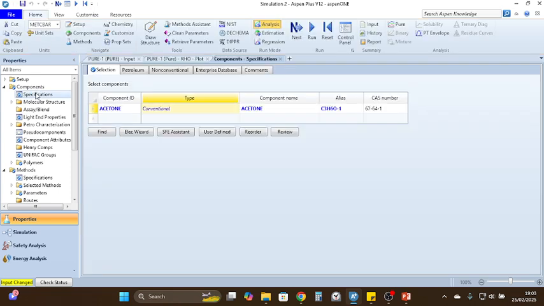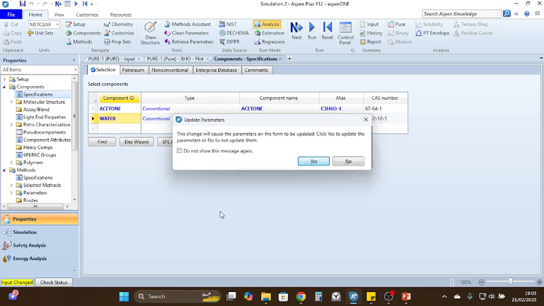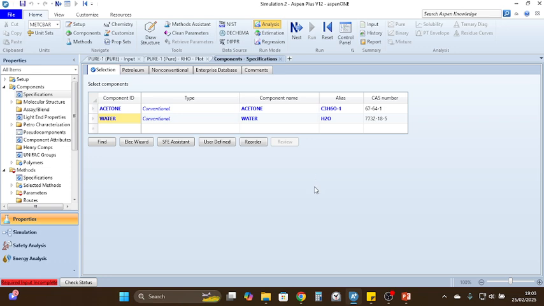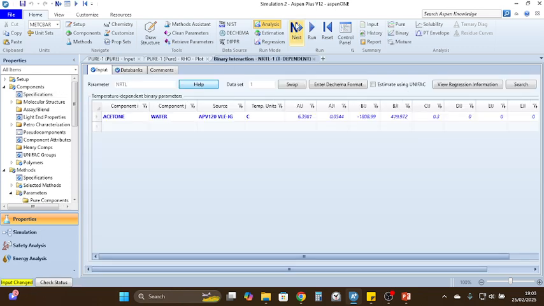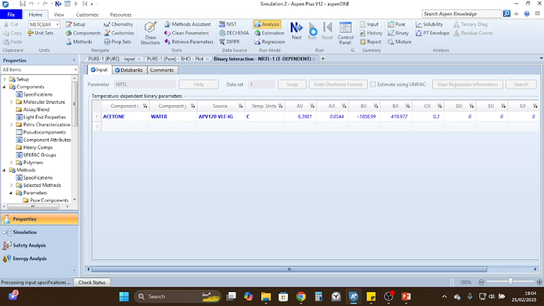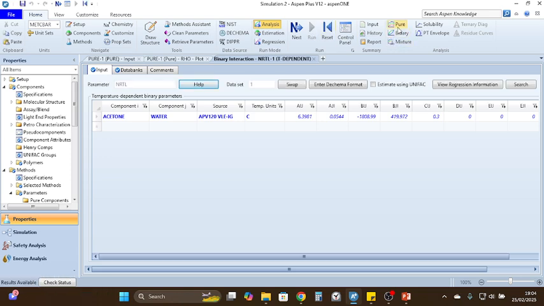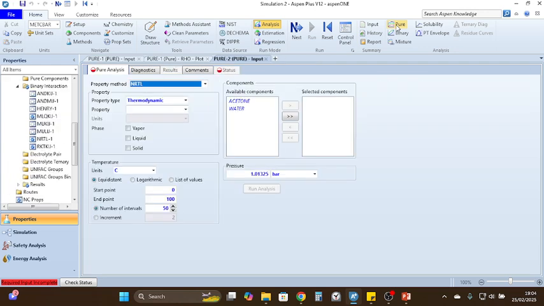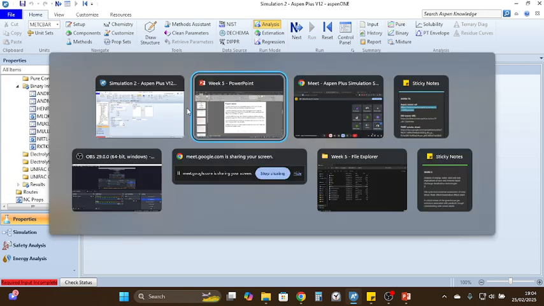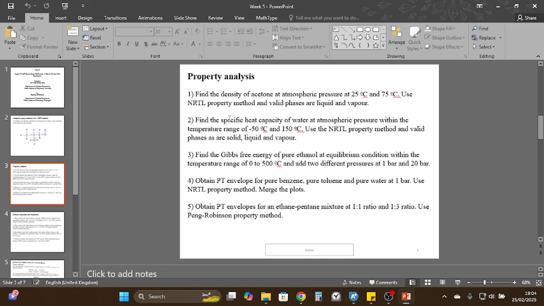Let us come to components. Let us add water over here. Let's go to next. Let us run. Now coming to the pure component analysis. Over here, the property method, previously we did density. Now we have to do specific heat capacity of water.